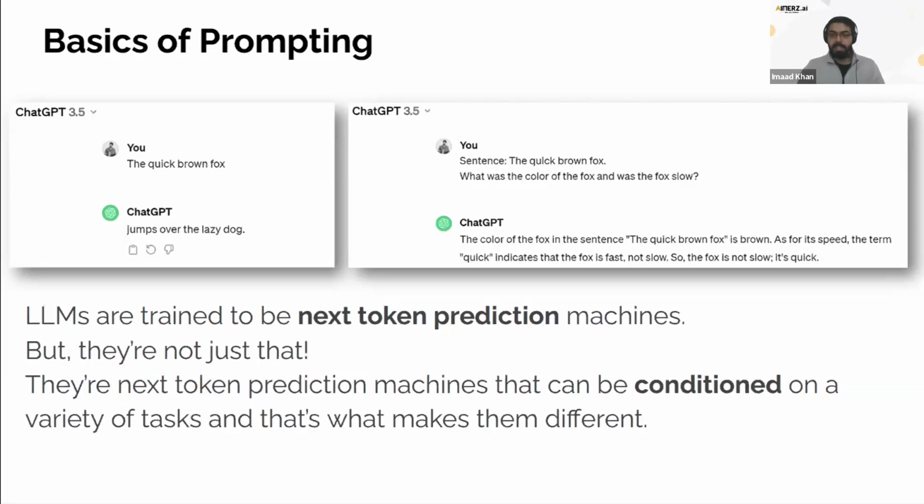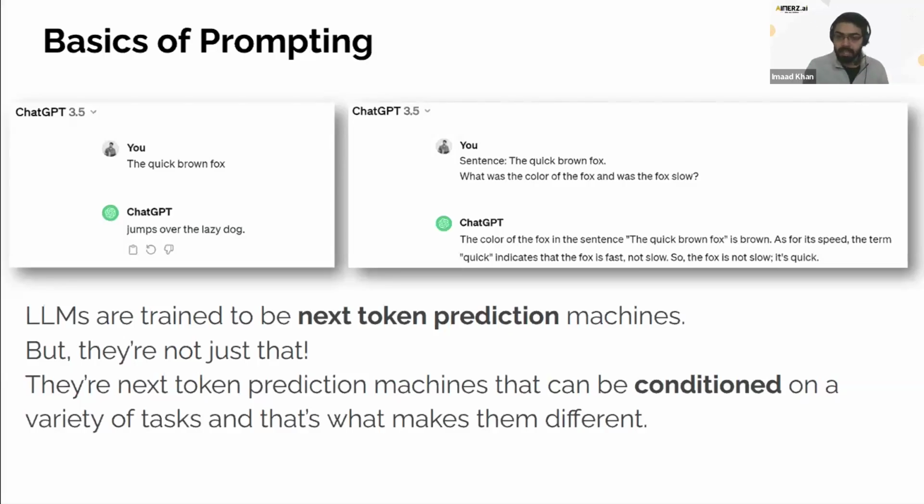If you see the sentence on the right now, the way I condition it, the way I prompt it, the way I ask it to take my input is different. I say, in the sentence the quick brown fox, what was the color of the fox and was the fox slow? So I have completely changed the way I give my input compared to the image on the left. And therefore, the output changes as well. The output now is: the color of the fox in the sentence, the quick brown fox, is brown.